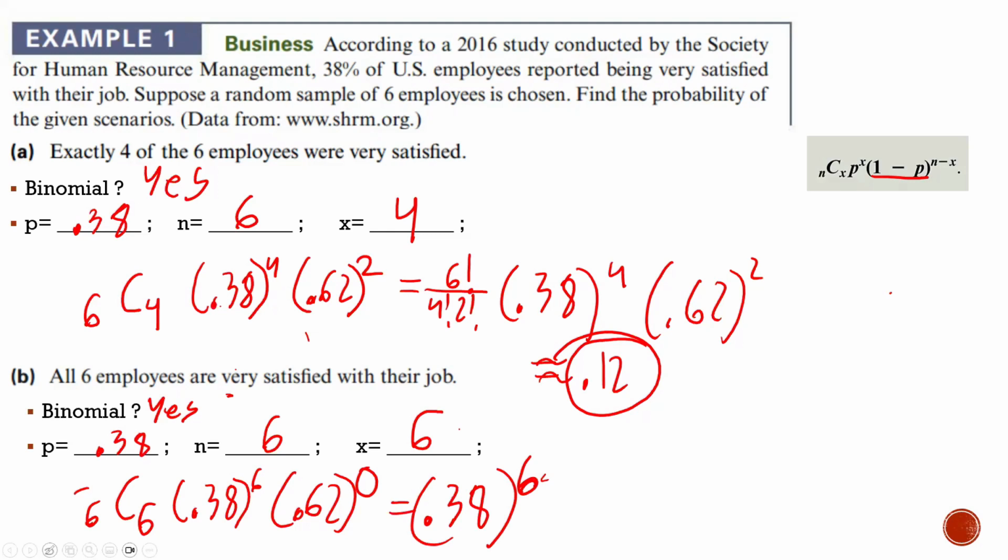If all of them are very satisfied, there's only one way that can happen. Person 1 satisfied, person 2 satisfied, etc. I only need to multiply by the probability that each person's satisfied, and I don't need to worry about this part because there are 0 unsatisfied people. So it's good to notice that we could have done this one probably without this formula. It reduces to the same thing that you would have thought: just multiply the probability of each success.